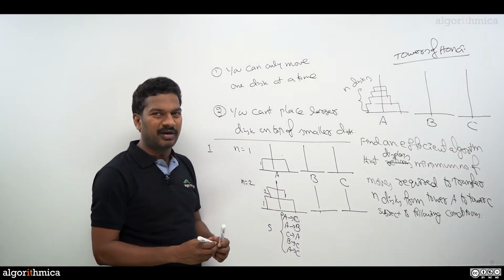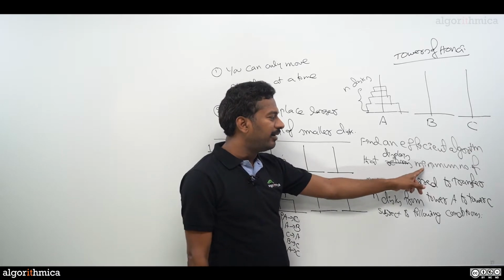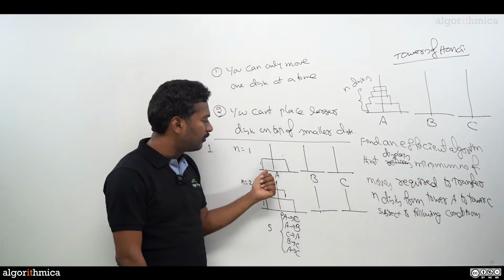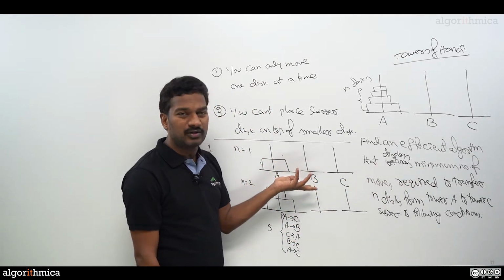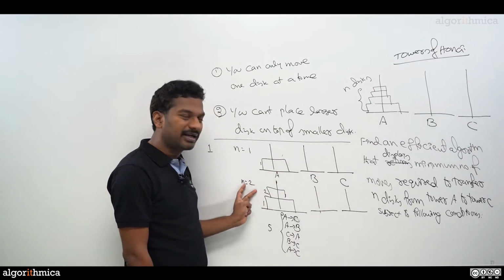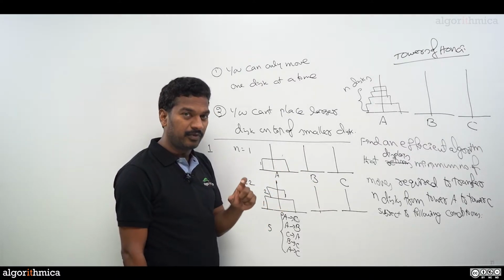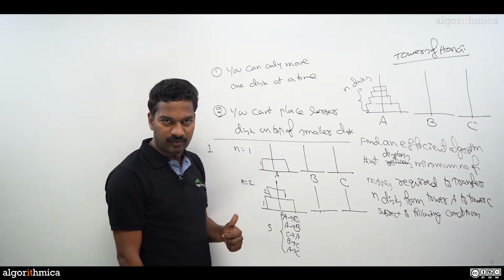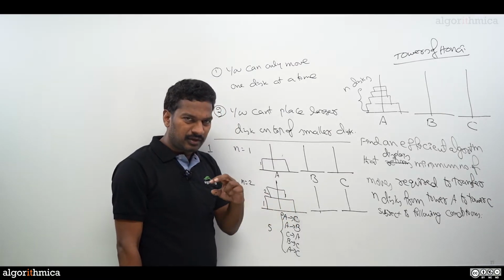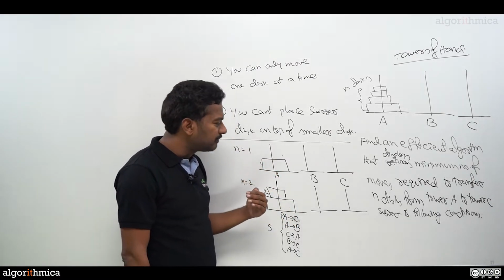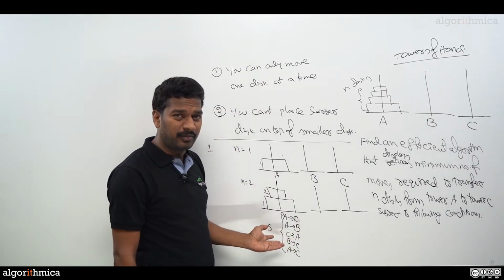But is it the smallest number? Our goal is to find the minimum number of moves. For one disk, the minimum number is only 1. But when 2 disks are given, there are so many ways. How do you really know the minimum number of moves required? So let's look at it from the target point of view. We don't know if it is the minimum number of moves or not.